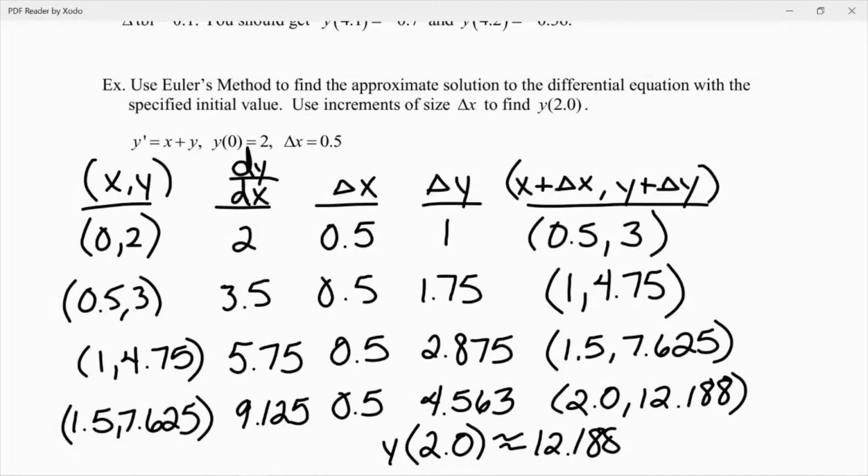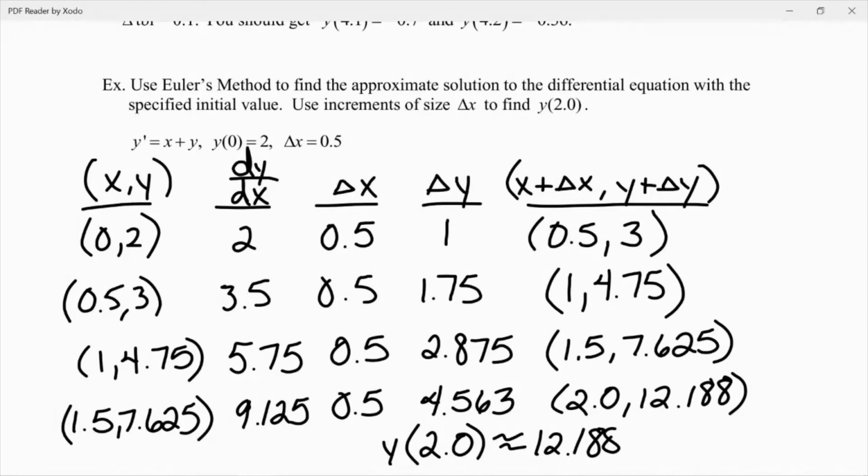Okay, so here's my worked out solution. And you can see there's not a lot to this. The main thing is you have to understand what's actually happening when you look at this. On the first line, I have a line segment going from (0, 2) to (0.5, 3). Next, the second row in this column, I'm at the point (0.5, 3). I have a line segment that ends at (1, 4.75). Then I went from that point to (1.5, 7.625), all the way till I got to 2.0 and approximately 12.188.